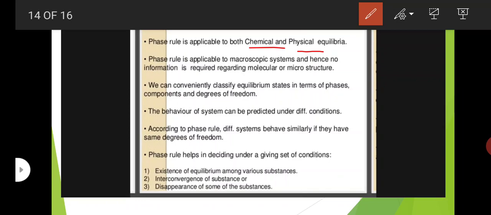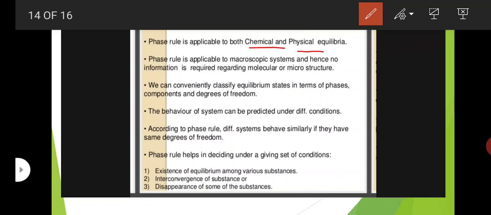The behavior of a system can be predicted under different conditions. According to the phase rule, different systems behave similarly if they have the same degrees of freedom. For example, different systems having the same degrees of freedom values behave similarly. The phase rule helps in deciding under a given set of conditions.